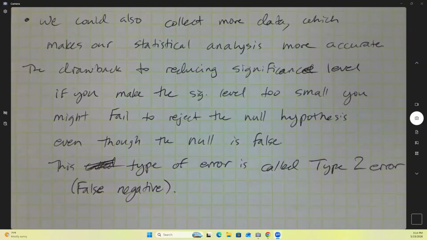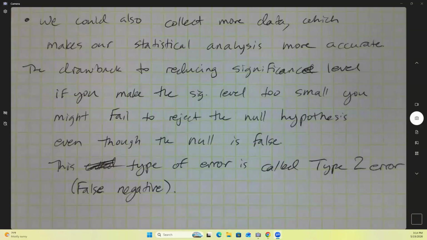So reducing the chance of a type 1 error increases the chance of a type 2 error, and vice versa. We can reduce the chance of a type 2 error by making it really easy to reject the null hypothesis. But that makes it more likely we're going to falsely reject. We're going to have a type 1 error. It's a trade-off, right? It's a balancing.